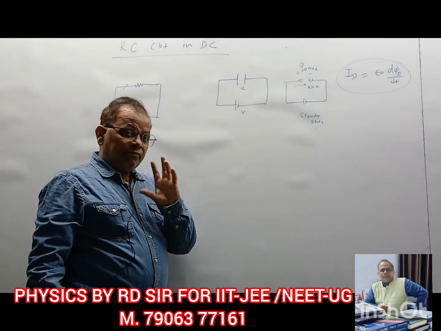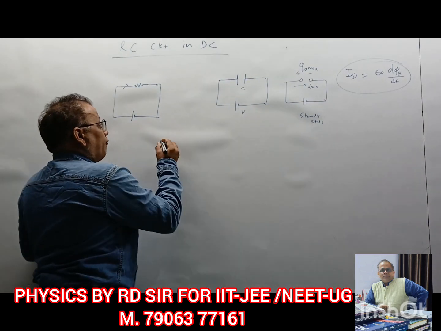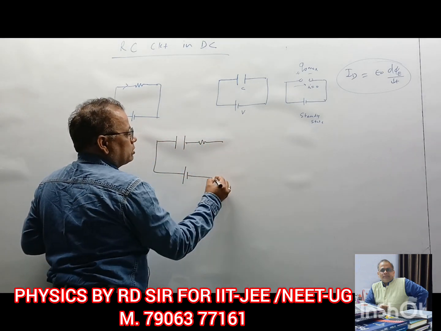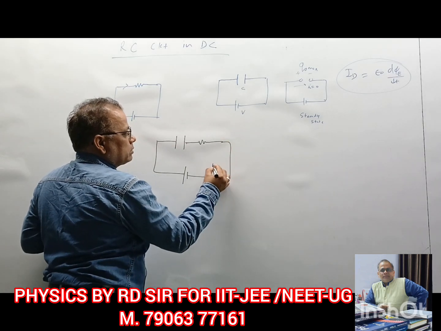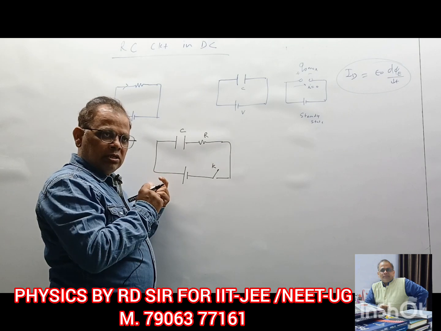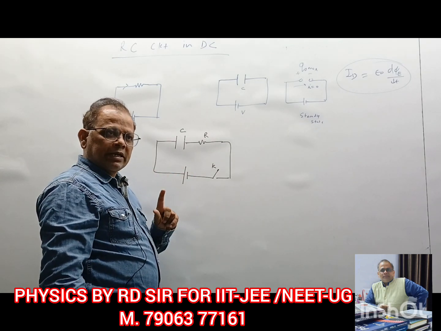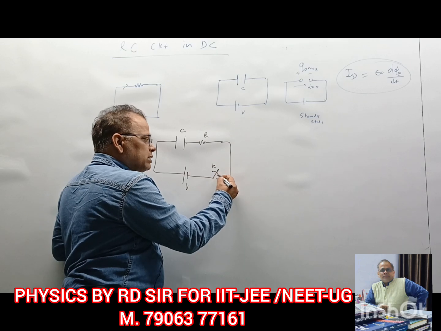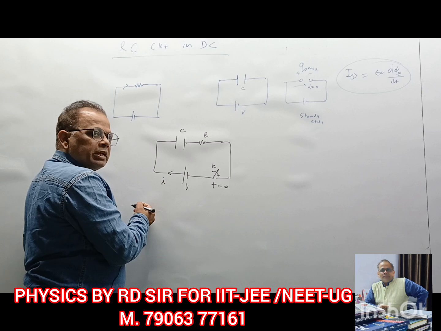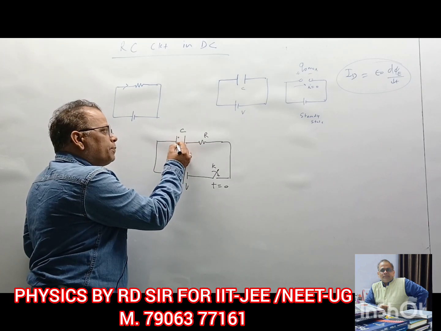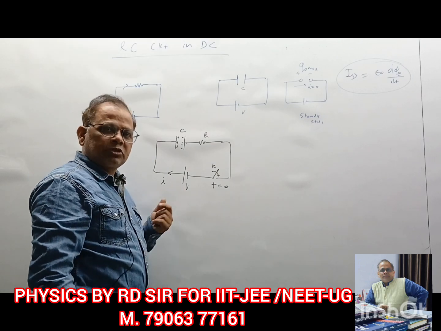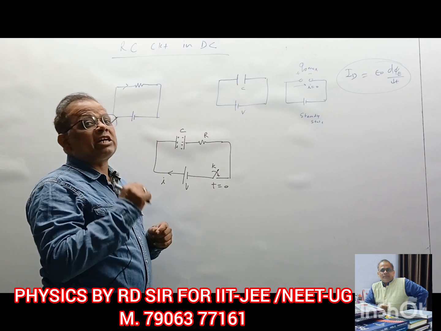Now, if we connect the capacitor with some resistance, a DC source and a key, at t equal to 0 there is no charge in the capacitor and no current in the circuit. As soon as we close the key at t equal to 0, current will start flowing in the circuit and charge will start building in the capacitor, but exponentially.